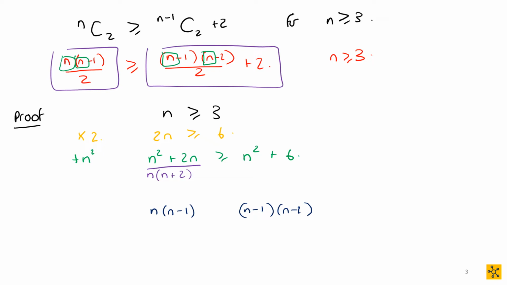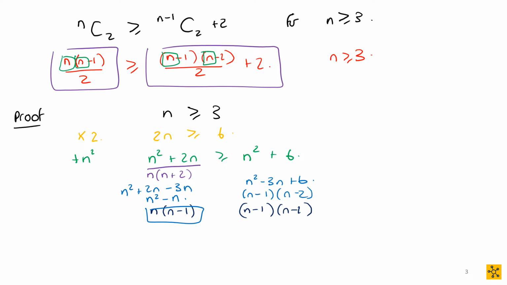We can subtract 3n from both sides. Because if we subtract 3n from both sides, we would end up with n squared plus 2n minus 3n, and that would give us n squared minus n, which gets us to the n minus 1. And if we do it on the other side as well, we have n squared minus 3n plus 6. And there, if we factorize it now, we will have (n minus 1)(n minus 2).